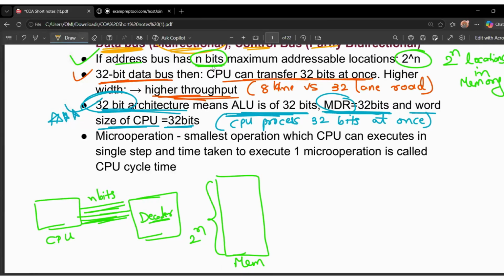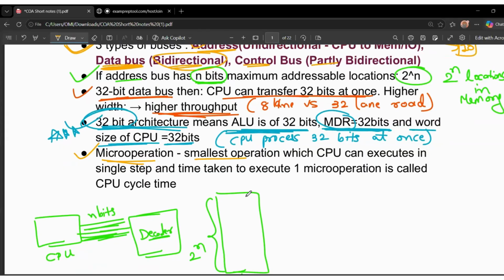Next point is micro operation. So what is micro operation? We have seen it is the smallest operation which the CPU can execute in a single step, right? This is the smallest operation which a CPU can execute in a single step.